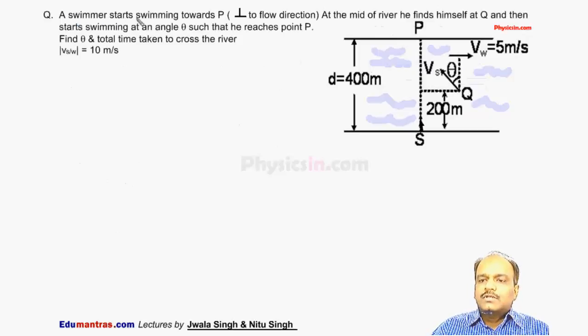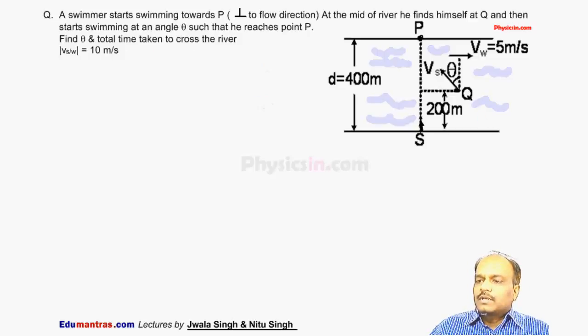A swimmer starts swimming towards P perpendicular to the flow direction. At the midpoint of the river, he finds himself at Q. Then he starts swimming at an angle theta such that he directly reaches this point P. Find theta and the total time taken to cross the river.